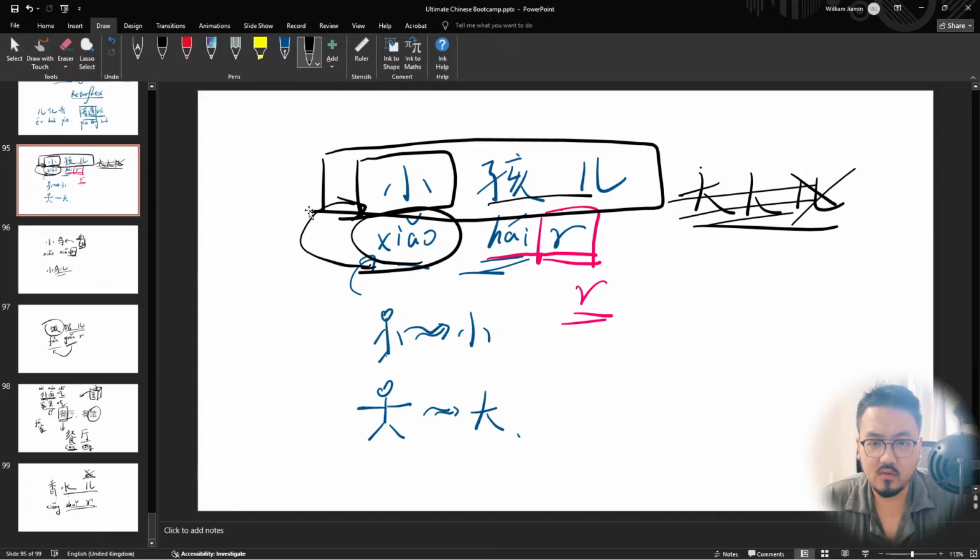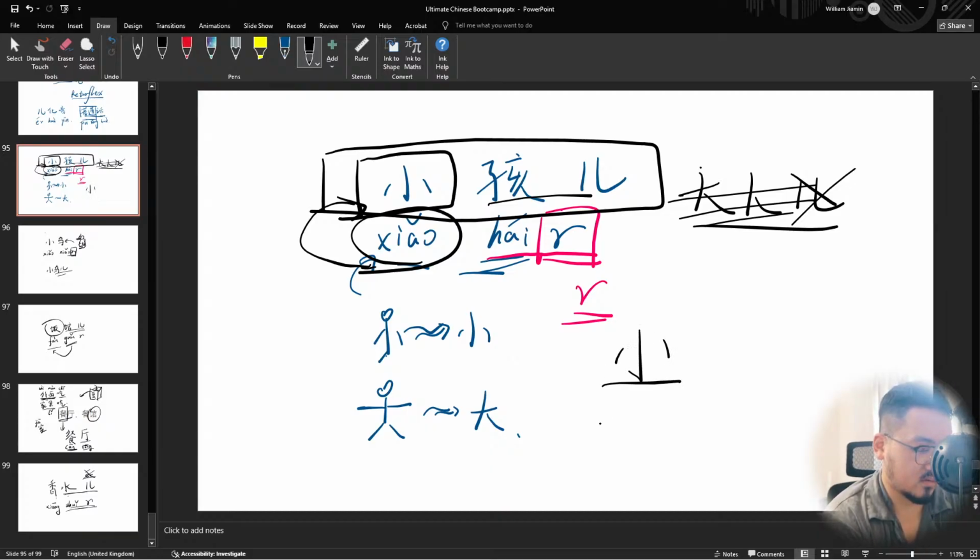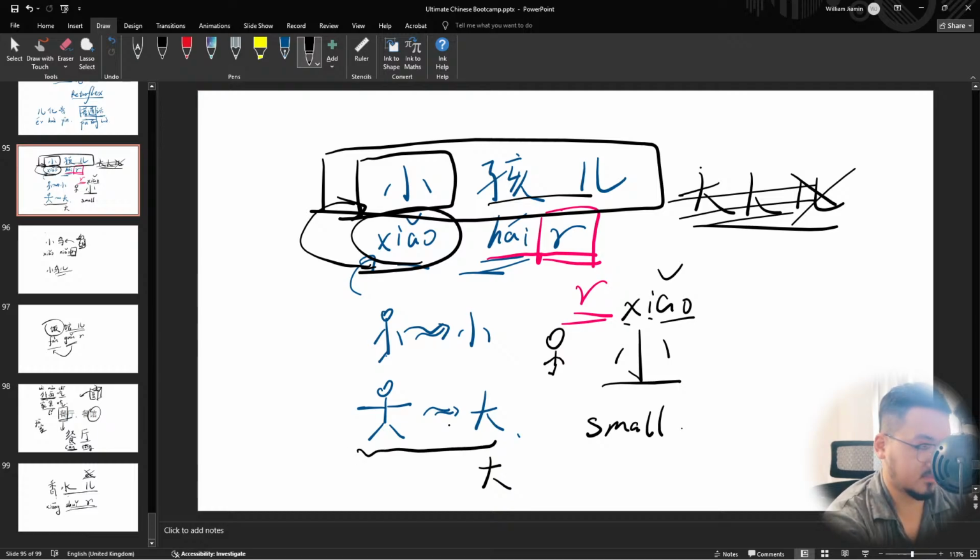Is 小 formal or informal? I don't know what you mean. Is 小 formal or informal? This just represents small, right? Small. 小, because it's kind of like a person that's pretty small, right? And 大 is like big. It's like a person pretty big.